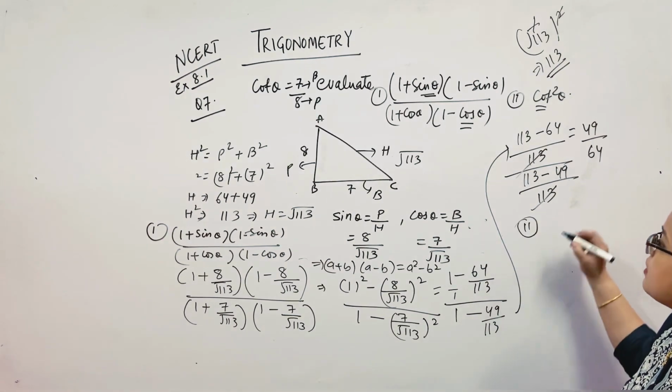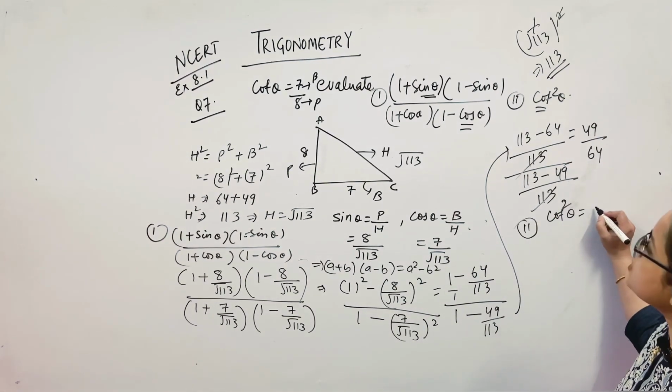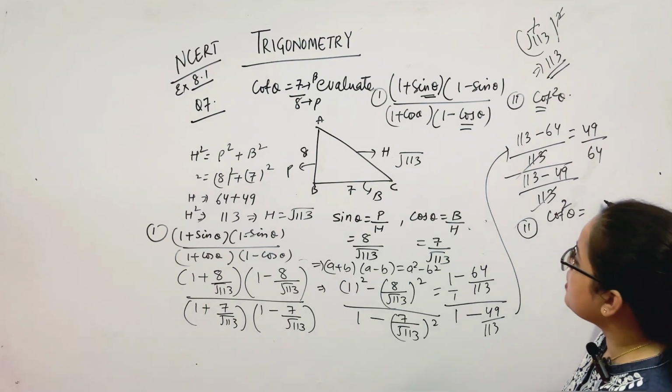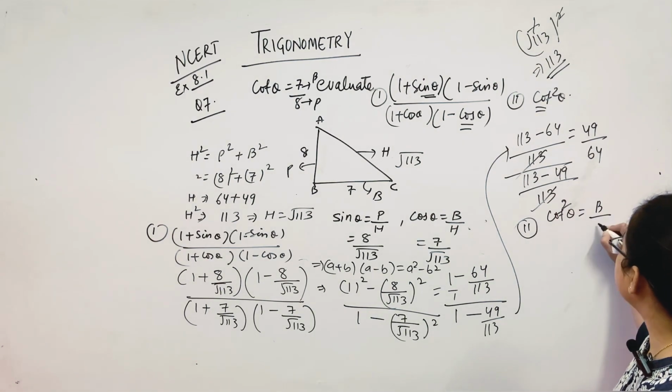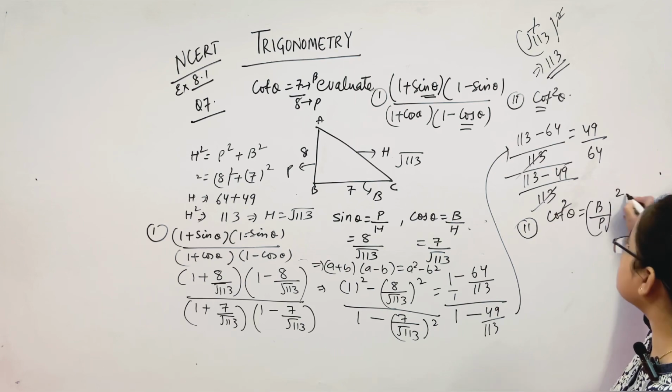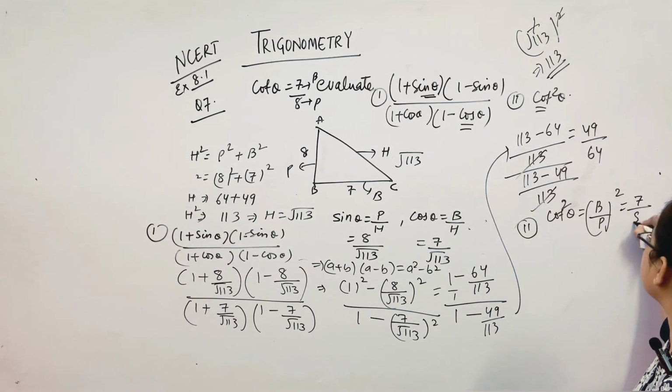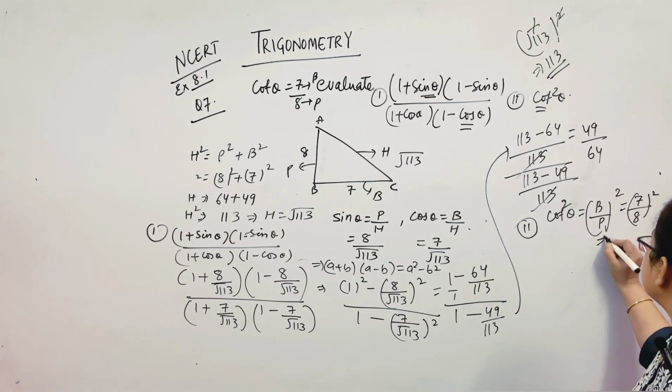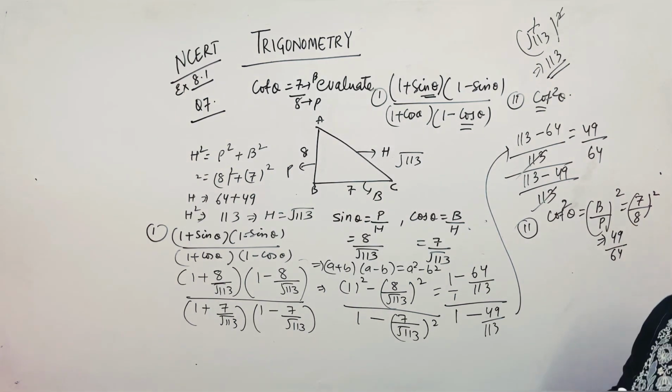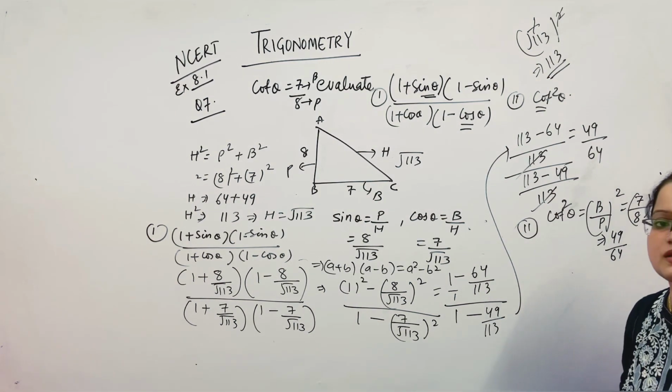Similarly, for the second part, cot square theta. So cot is what? Base over perpendicular. So base is 7 over perpendicular is 8, whole square. It becomes 49 over 64. Hope you understood this. Let's take another question.